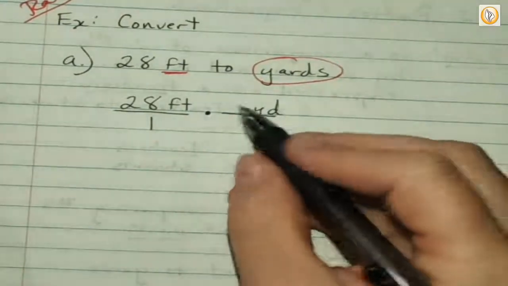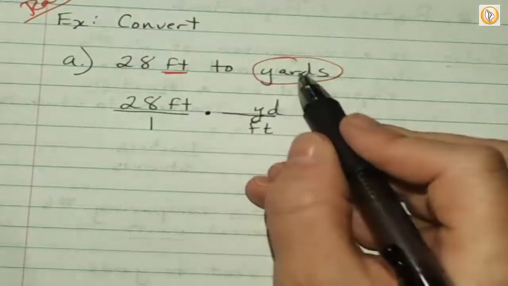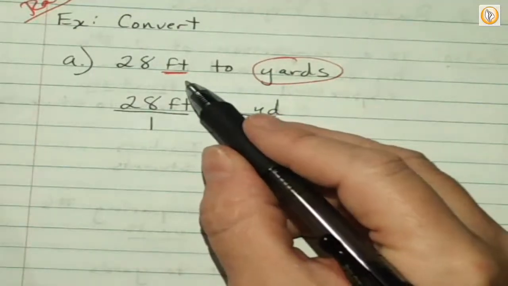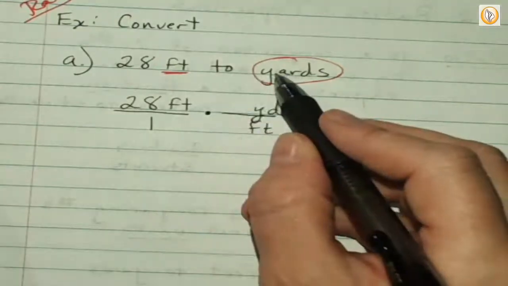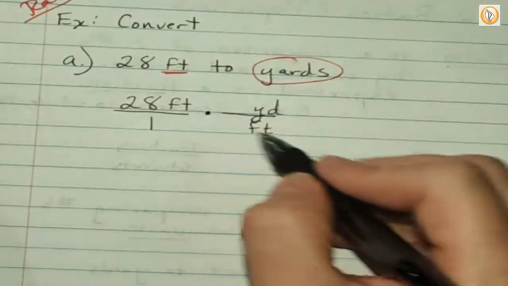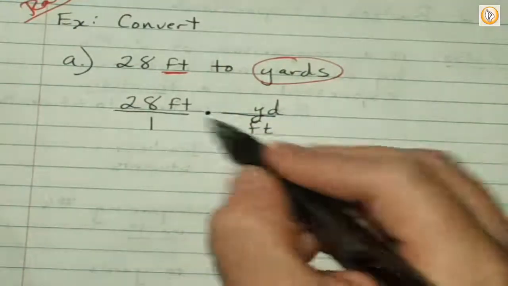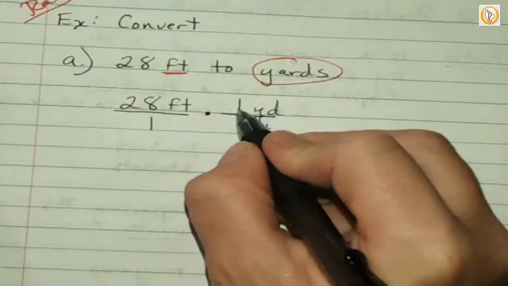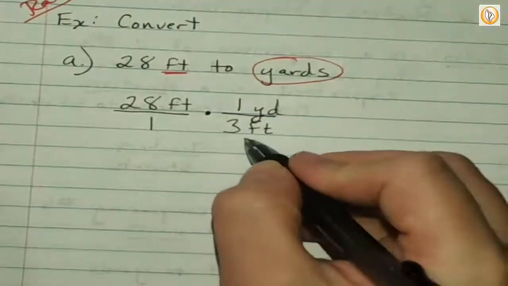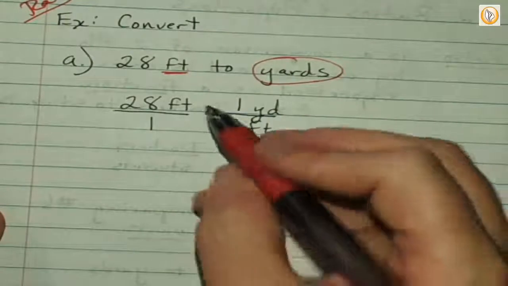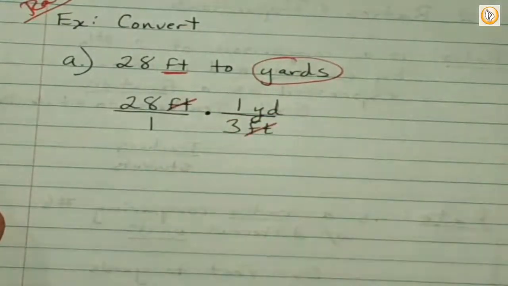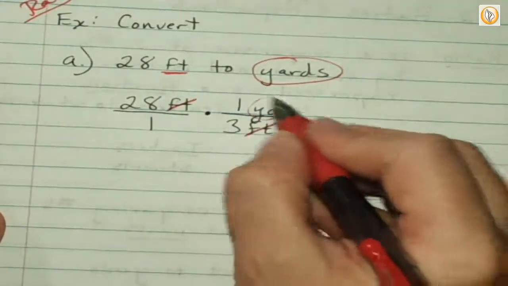Okay, so our goal is to go from feet to yards. We have to cancel the feet out. We're changing it to yards. To cancel it, it has to be diagonal. So, how many feet are in 1 yard? 3. So 3 feet are in 1 yard. They are diagonal. So these feet cancel out. Now I'm left with yards.